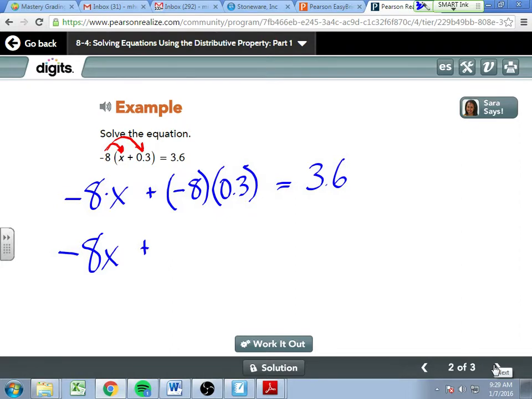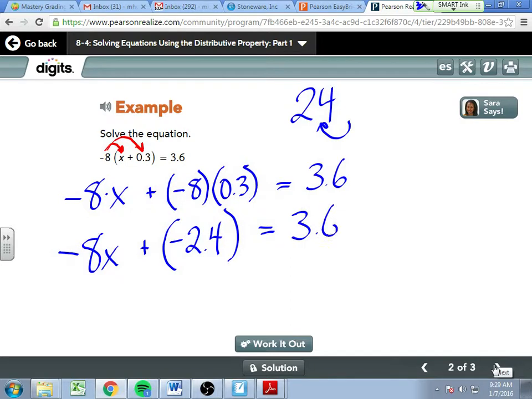Now do not touch that calculator. What's 8 times 3? 24. So just move the decimal back a space, since it's not 3, it's 0.3. So you had 24 if it was 8 times 3. Move that decimal back, it's just 2.4. But it's negative, so don't forget that. How else could I write -8x plus -2.4? Yeah. -8x minus 2.4. Thank you, Layla. I can change the plus a negative to just minus. So instead of writing plus -2.4, I can just make it minus. So now I've got -8x minus 2.4 equals 3.6.